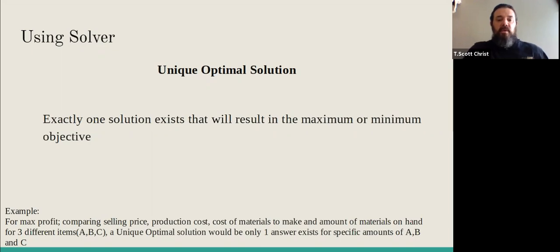As an example, for max profit, comparing selling price, production cost, cost of materials to make, and the amount of materials on hand for 3 different items, A, B, and C, a unique optimal solution would be that only one answer exists for the specific amounts of A, B, and C. Say 3 dryers, 2 washers, and 4 refrigerators is the only result that maximizes profit and therefore minimizes materials and production costs while also having enough parts to build. There will be better visual examples later in the presentation.